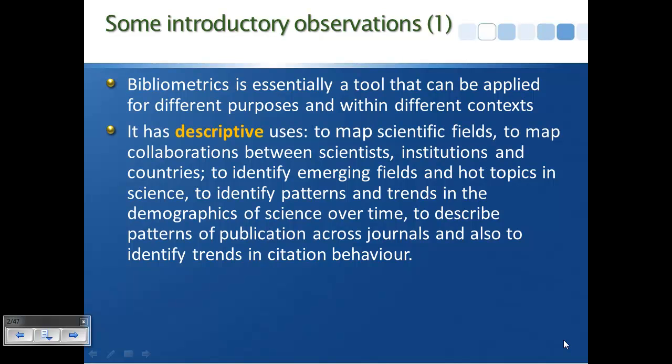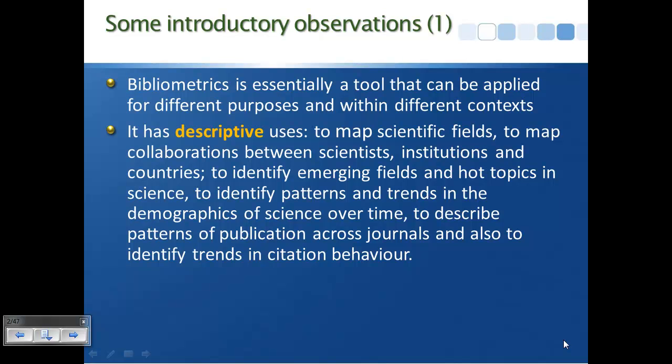We have to understand that bibliometrics is a tool. Bibliometrics is a form of measurement. Some people say applied mathematics, applied statistics. And like any tool, it can be used for different purposes, and it is used in different contexts. Now, let me just distinguish between two big areas of use. It has descriptive uses.